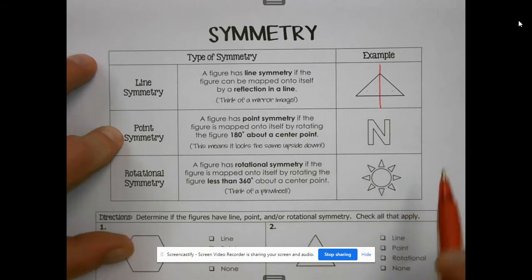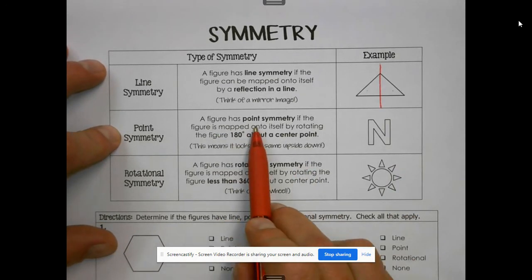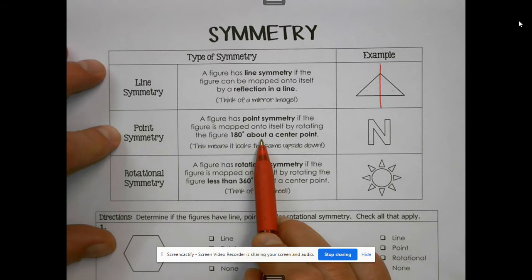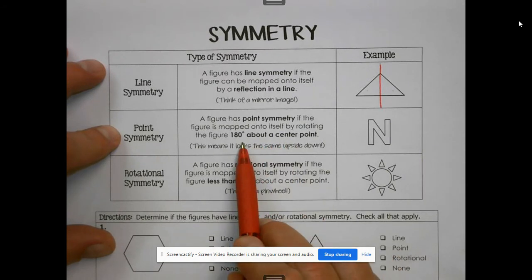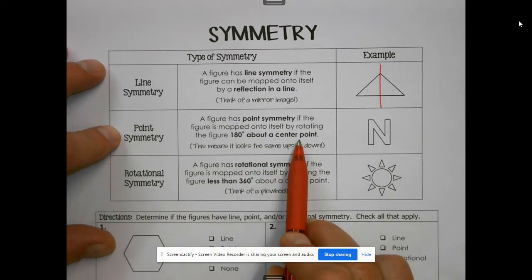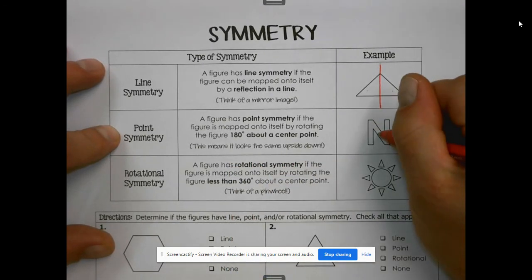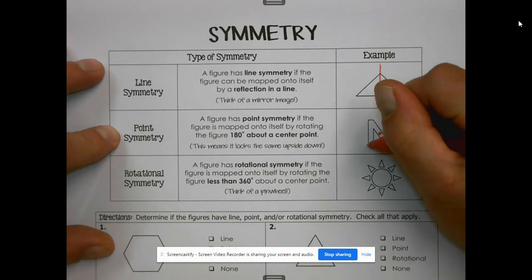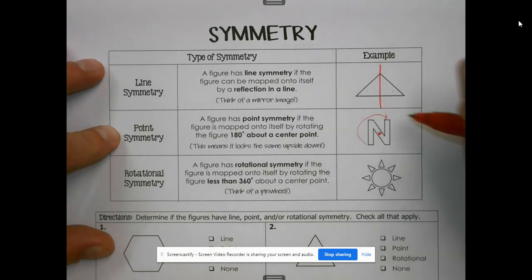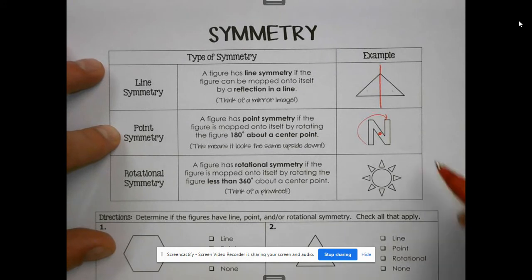Point symmetry. A figure has point symmetry if the figure is mapped onto itself by rotating the figure 180 degrees about the center point. In other words, it looks the same upside down. So here's my point right in the middle. If I rotate this thing 180 degrees, does it still look the same? Yes. If you flip it upside down, does it still look the same? Yes.